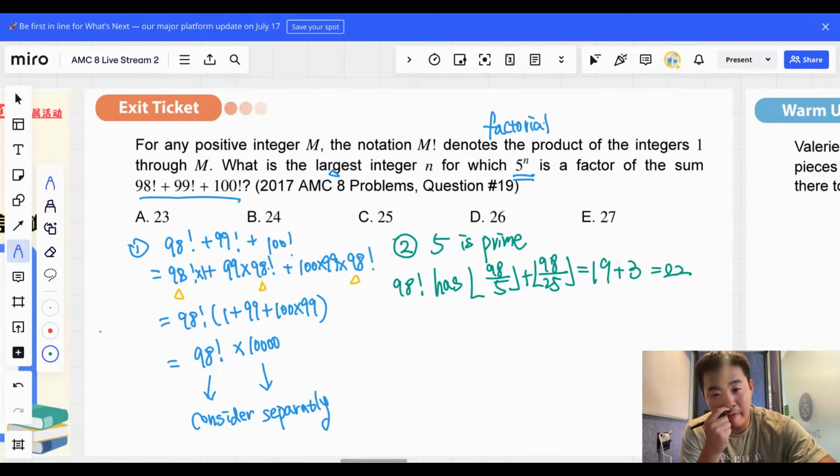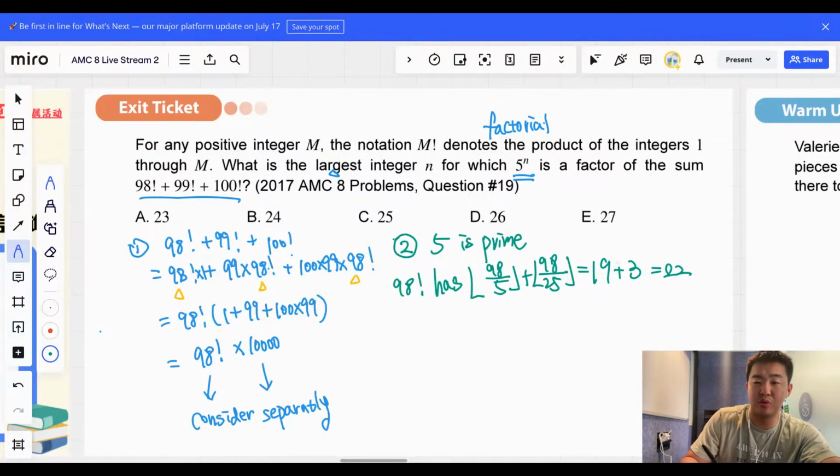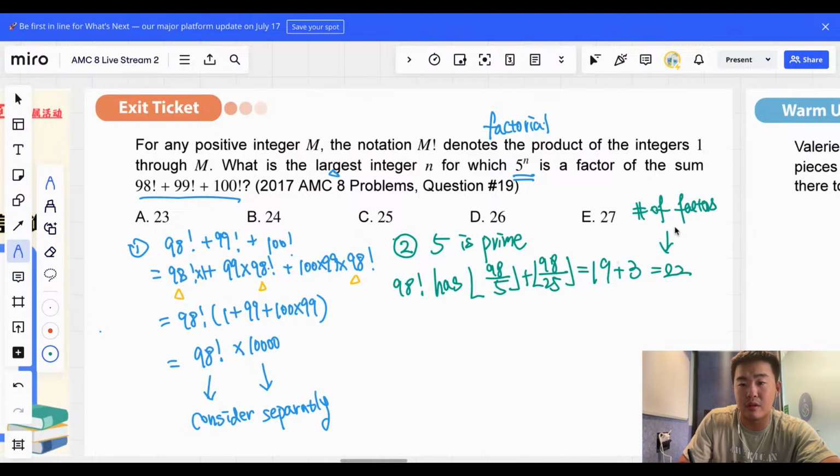So now we're looking for how many factors of 5 we are going to have, right? So factors of 5 can be factors of 5, or it can be factors of 25, since 25 is the second power of 5. You see? So this gives you 22. Okay, notice 22 here is what? It's the number of factors of 5.